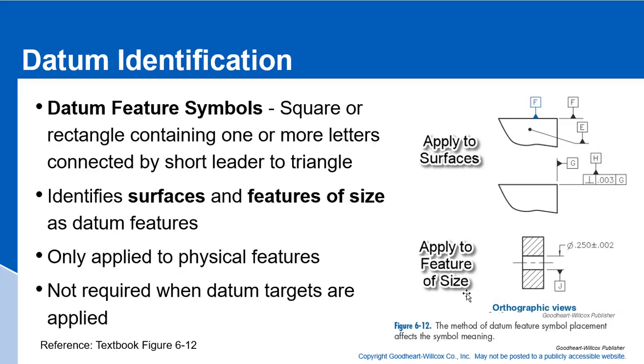Now when we're applying it to a feature of size here, there's several ways to do it, but this is one where we take the datum triangle and we place it directly in line with the dimension line. Okay, and that tells me that this feature of size, this diameter, this hole, 0.250 plus or minus 2 thousandths, is datum J. Only applied to physical features. We don't apply these to center lines, like I said, and it's not required when datum targets are applied. We're going to talk about datum targets here in a bit.